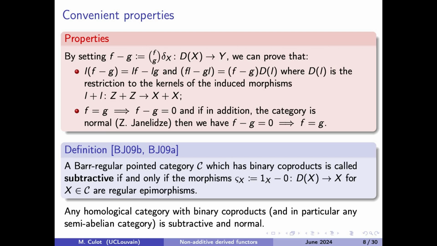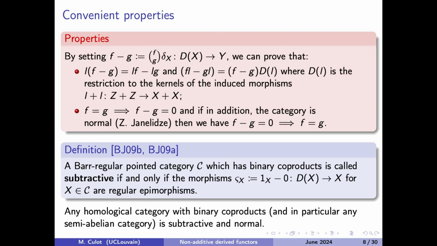And moreover, we have what we expect for a difference. If you subtract two things, we want them to vanish. And that's true all the time, but for the converse, if two maps are the same, then they vanish when you compute the difference. And if you want the converse, we need in addition that the category is normal in the sense that it's related. Great.